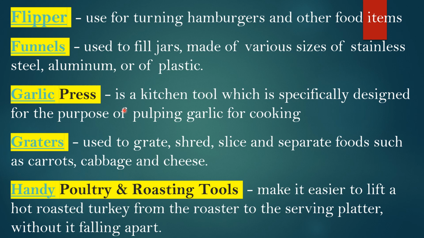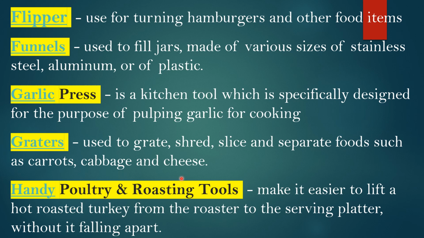It is a kitchen tool which is specifically designed for the purpose of pulping garlic or cooking. And then the graters. It is used to grate, shred, slice, and separate foods such as carrots, cabbage, and cheese. And then next is the handy poultry and roasting tools. Okay, so it is make it easier to lift a hot roasted turkey from the roaster to the serving platter without it falling apart.